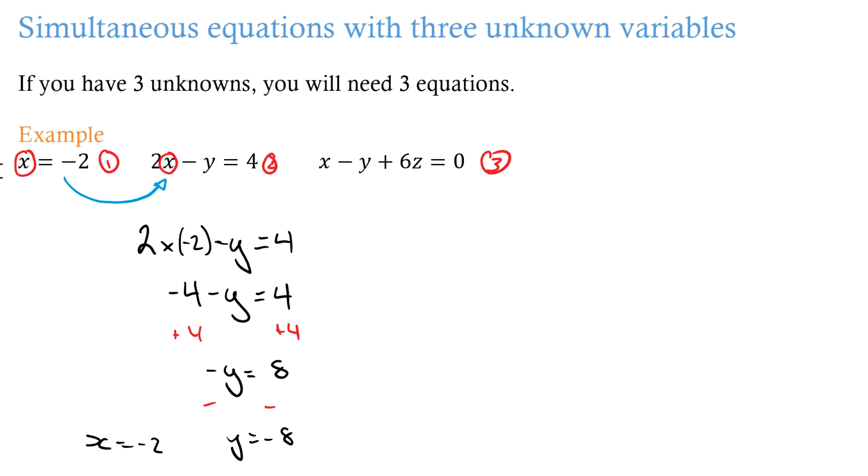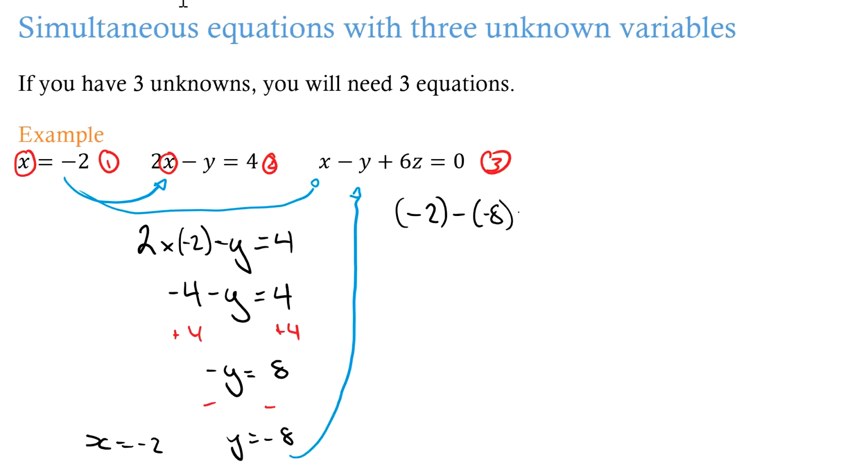Now, knowing that, I can substitute these into my equation 3 up here. So this x is now going to go here, and this is going to go here. So what I end up with is -2 minus 8 plus 6z equals 0. Now I can simplify that down. I end up with -2 plus 8, because a negative and a negative make a positive. Now I can simplify a little bit further. I end up with 6 plus 6z equals 0.